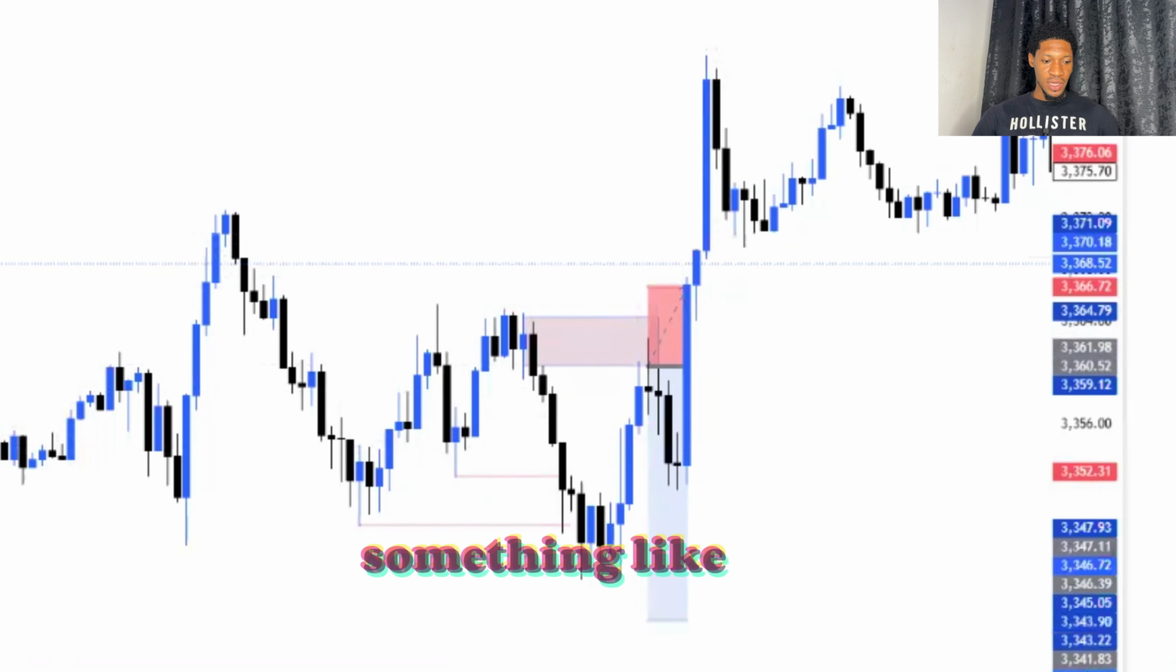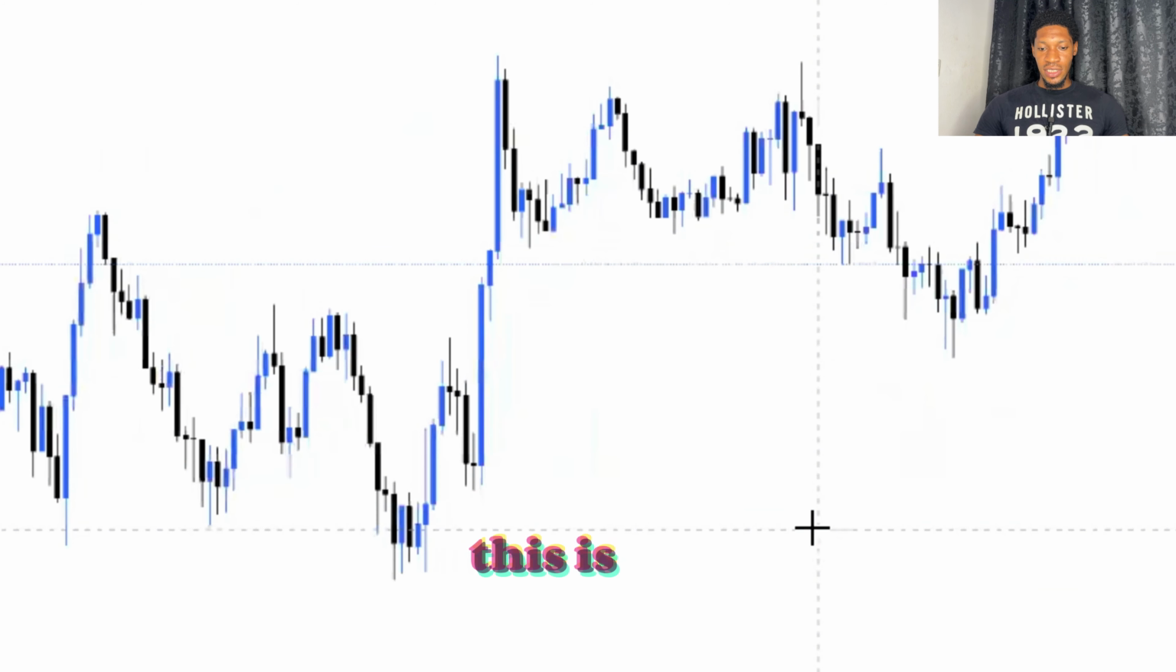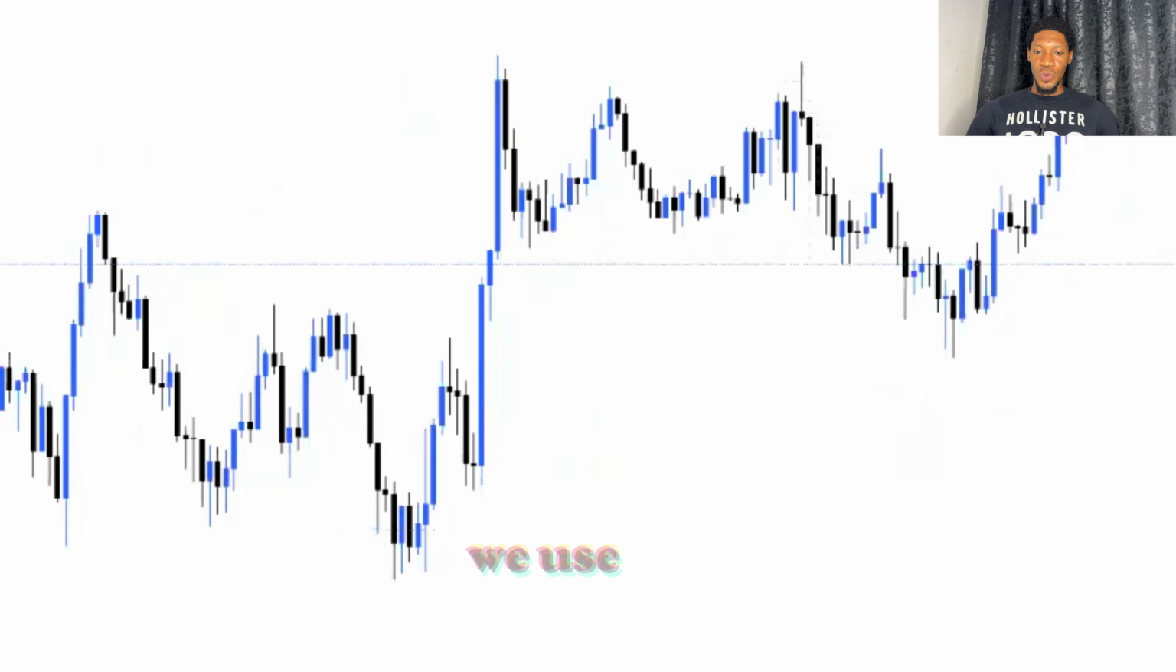If you want to avoid something like this, stay with me guys. This is how we trade the market guys. We use what we call a fade order block. You can call it whatsoever pattern. You can call it a fade order block, you can call it a flip zone, you can also call it a breaker block, whatsoever thing that best suits your trading personality. But this is what we mean by fade order block.